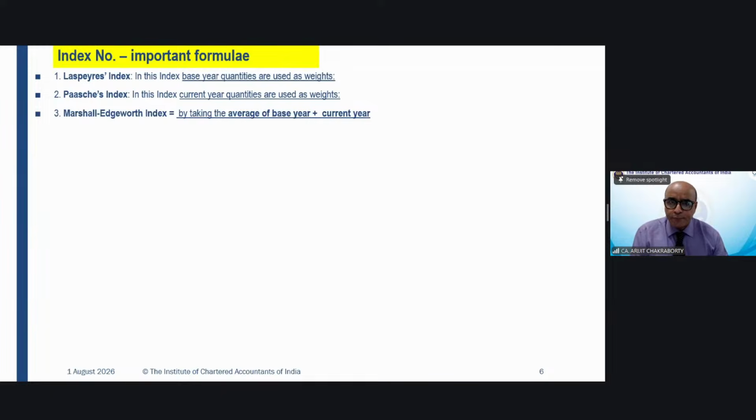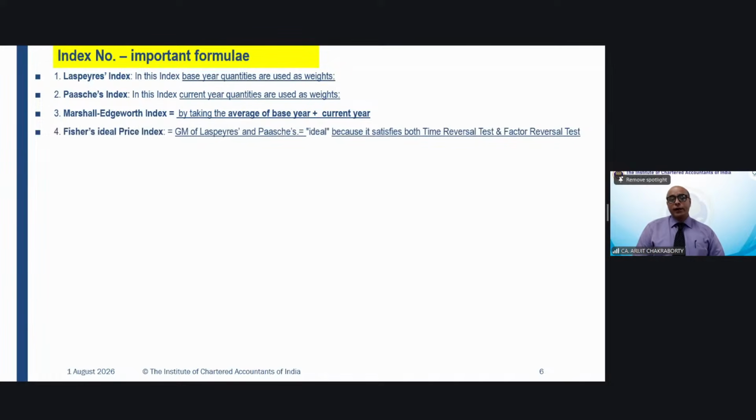Marshall Edgeworth index, तीसरा जो index है, ये क्या है? इसमें जो quantity हम लोग लेंगे, so price into quantity, sigma Pn into, जैसे in case of Laspeyres index we are finding out in the numerator क्या है, sigma PnQ0. In case of Paasche, we have sigma Pn into Qn. In case of Marshall Edgeworth, the quantity which we will take as the weight will be the average of the base year and the current year. That means इस बार weight क्या होगा? It will be basically (Q0 plus Q1) by 2. This is Marshall Edgeworth.